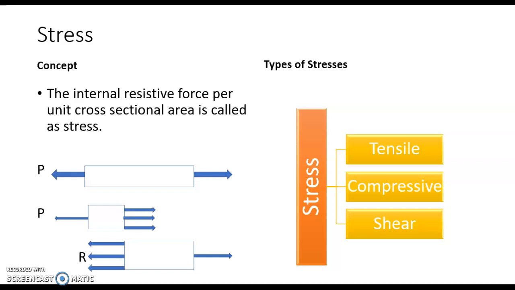Stress is denoted by sigma. Sigma is equal to P by A. P is the applied force, and the R which you are seeing in this figure is the internal resistive force. Now what are the types of stresses? There are three types of stresses: tensile, compressive and shear.